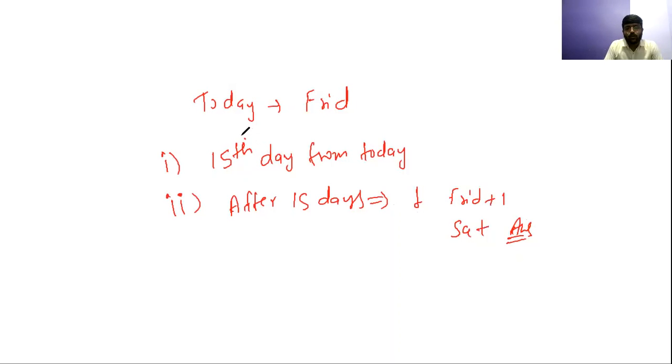Obviously, if you are going to find the 15th day, it means you are going to find after 14 days. Make very sure that you do not confuse yourself here. The 15th day will be after 14 days. So you need to find the number of odd days in 14. If you divide 14 by 7, you get remainder 0. So here the odd days are 0. If you add 0 to Friday, your answer will be Friday only.